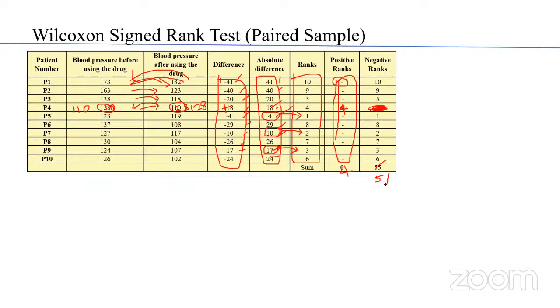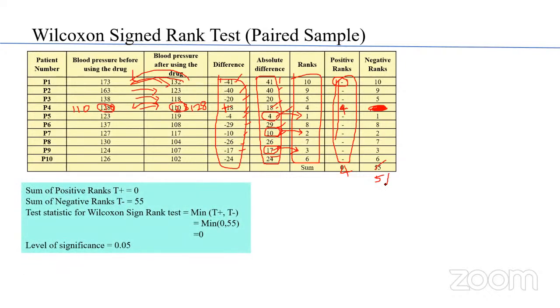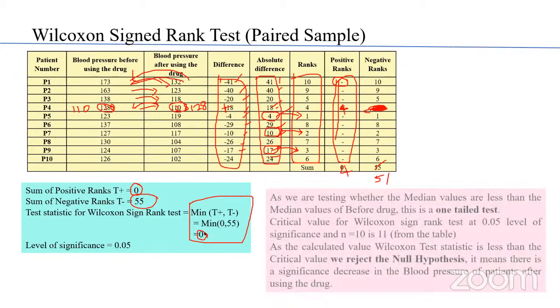Is that clear? So next, we have to find out the positive ranks. But according to the problem, we got the sum of all positive ranks as 0 and all negative ranks as 55. For taking an example, I just made this as 4 and this as 0. That's why I got some other value. Now we have to find out the minimum between these two, 0 and 55. What is the minimum between these two? Obviously, it is 0. So the level of significance is 0.05.